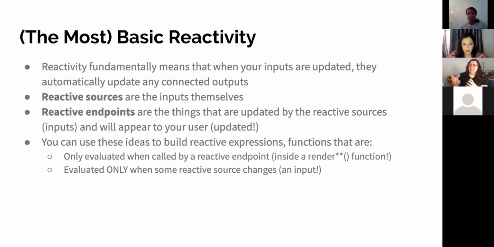Reactive endpoints are the things that are updated by the reactive sources and are going to appear to your user, that histogram in our example app. You can use these ideas put together and you can build inside of apps, and as long as we have time, I'm going to build one and show you when it's useful. You can build a reactive expression, and a reactive expression is a function, but it's only evaluated when called by a reactive endpoint. So it has to be, it's reactive. You build it inside a render function, or you call it inside a render function. And it's evaluated only when that reactive source changes, when an input changes. Otherwise, it's just cached, lazy, it sits there, nothing happens.